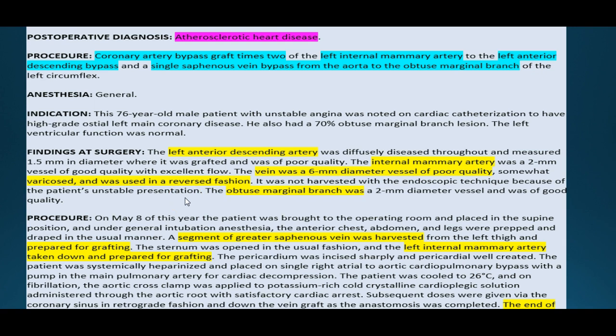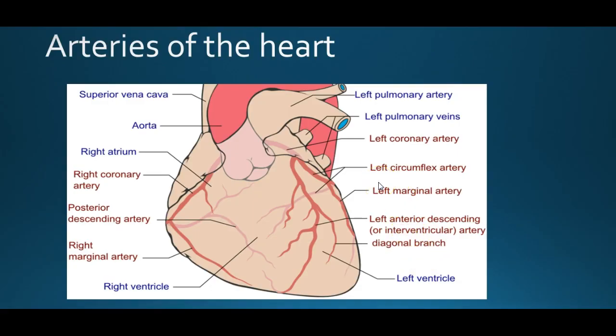As usual, I go into the short description of the procedure. This procedure is coronary artery bypass graft times 2 of the left mammary artery to the left anterior descending bypass, and a single saphenous vein bypass from the aorta to the obtuse marginal branch of the left circumflex. Now let's take a look back at the picture and see if this makes a little bit more sense to us. In the case, it is mentioned that there is an obtuse marginal branch.